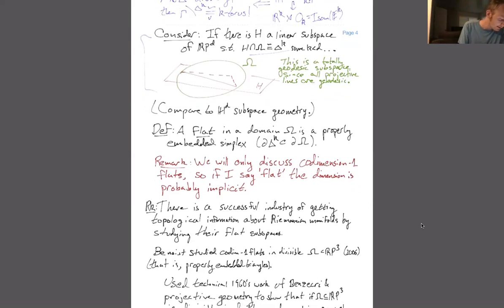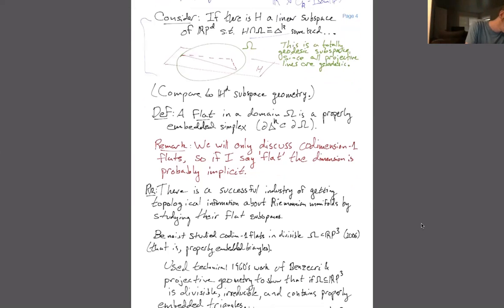Okay, and so we'll borrow this definition from Riemannian geometry. We'll say that a flat in a domain omega is a properly embedded simplex, where the properness is this property on the boundary, where the boundary of the simplex has to be sitting inside of the boundary of omega. Okay, and that is exactly what you need so that it's actually a totally geodesic subspace. Does it make sense? Okay.